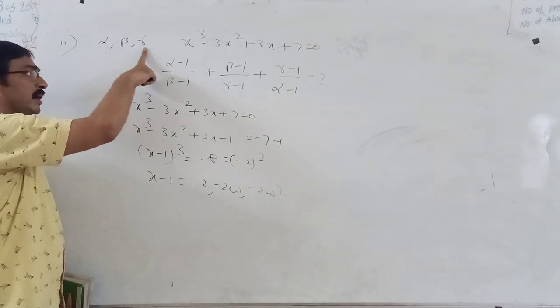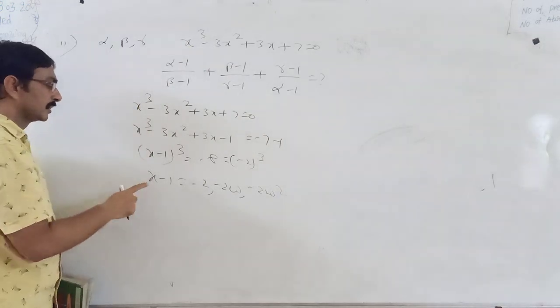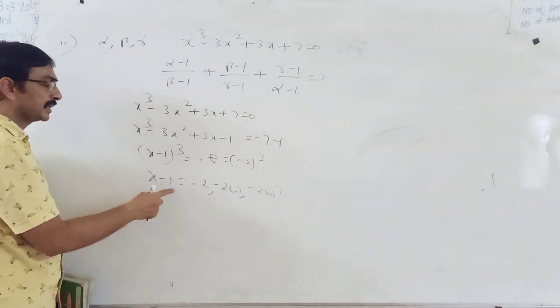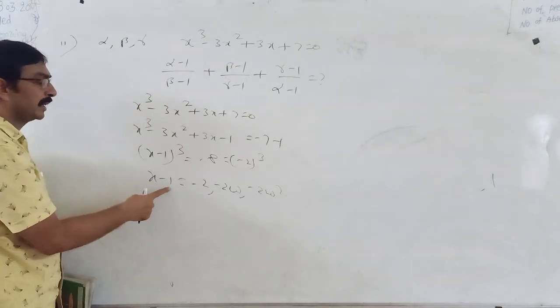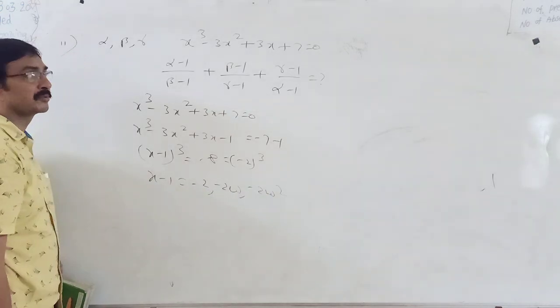Alpha, beta, gamma are the roots of the equation. Roots of that one means these are values of x. So alpha minus 1 is minus 2, beta minus 1 is minus 2 omega, gamma minus 1 is minus 2 omega square.